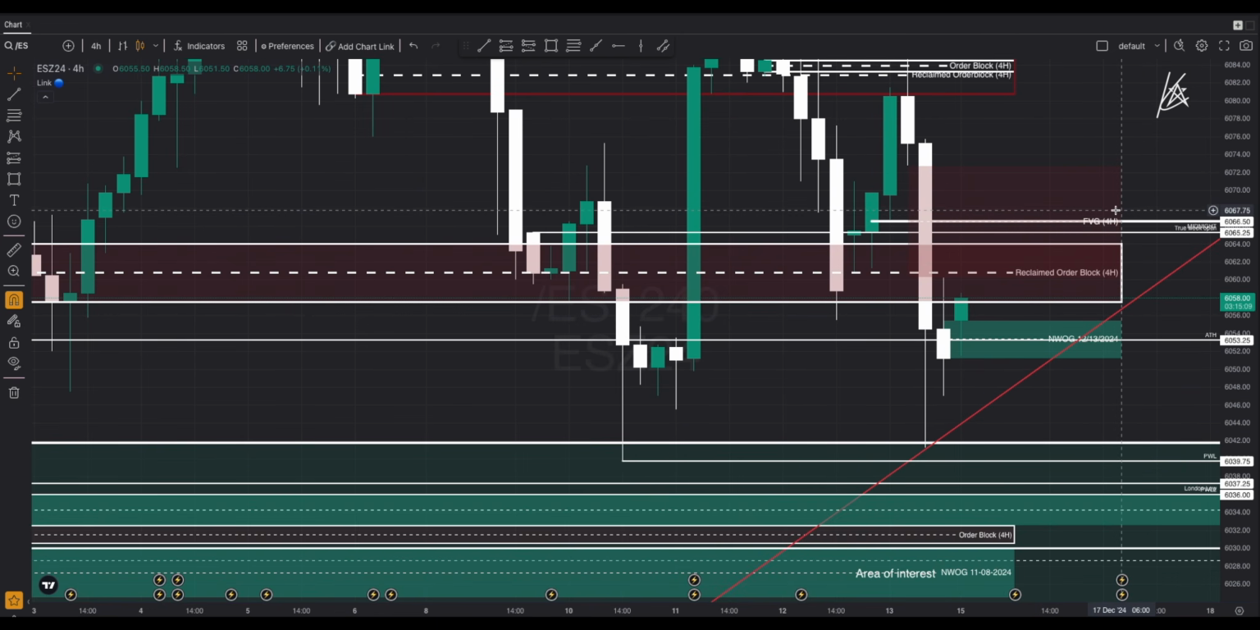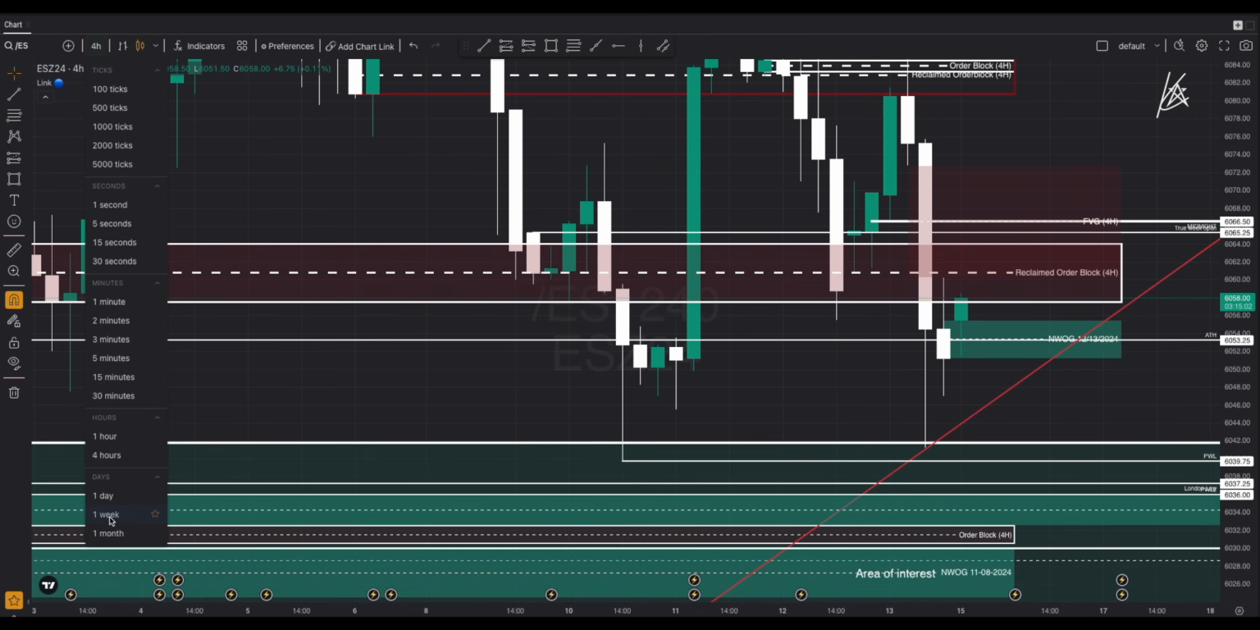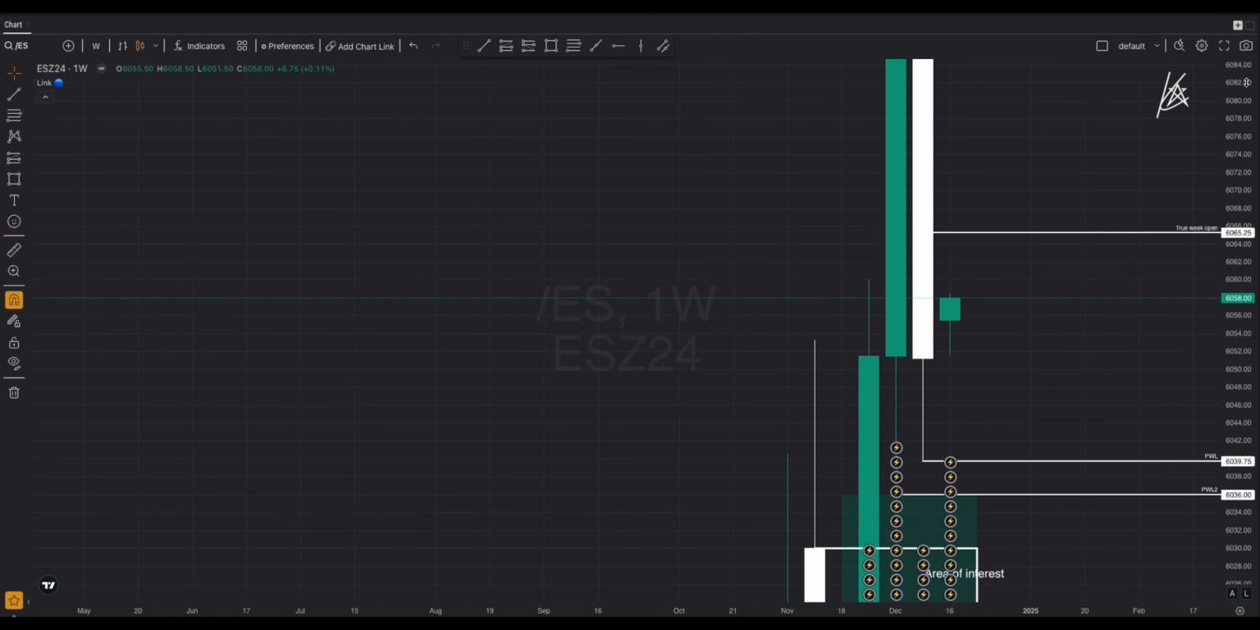So next, and let me actually, really quick, before I flip time frames, I just want to make sure this does not show up on a higher interval. So we're going to go up to the weekly time frame.